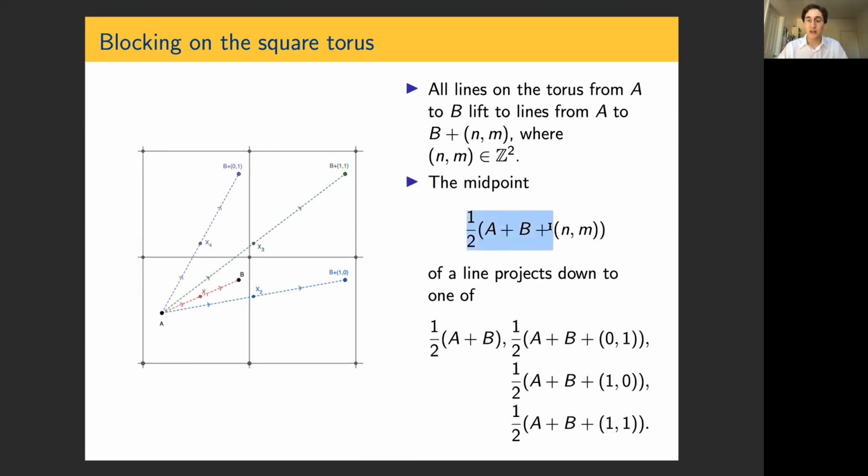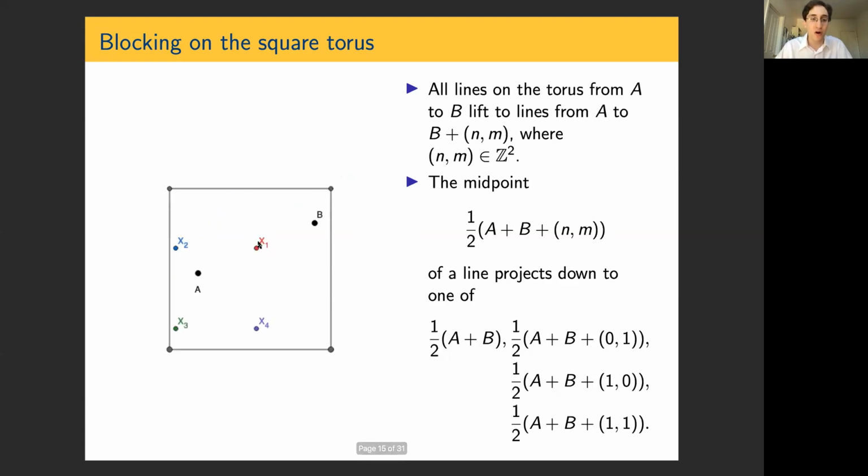These midpoints, for which the equation is given here, there will be infinitely many of them. However, once we project down to the square torus, they will project down to one of these 4 points, which I've also drawn in this diagram. As a result, all the trajectories from A to B, even though there are infinitely many of them on the square torus, will be blocked by only 4 points, which I've depicted here and labeled from x1 all the way to x4.